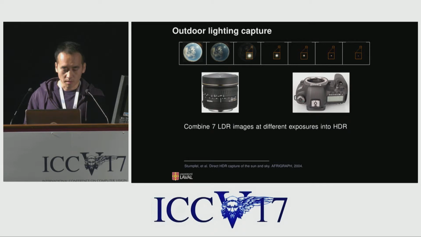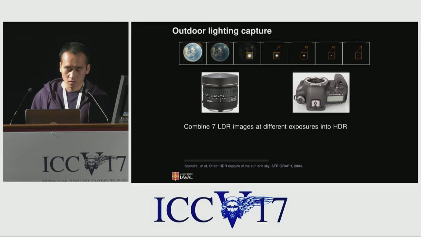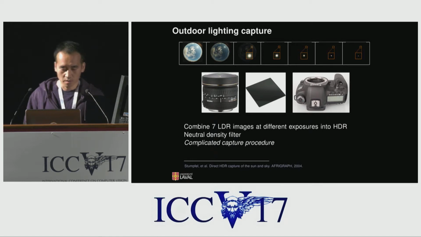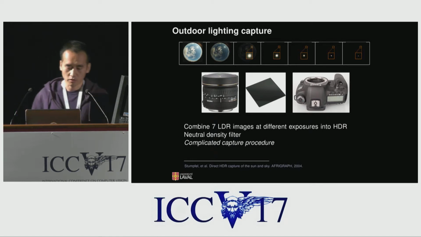We need to combine at least 7 LDR images at different exposures into a single HDR. Because even the high-end cameras don't shoot fast enough, we need to insert a neutral density filter between the lens and the camera to capture the sun. This complicated capture procedure restricts us from using and understanding outdoor lighting, because most of the time we deal with LDR images.